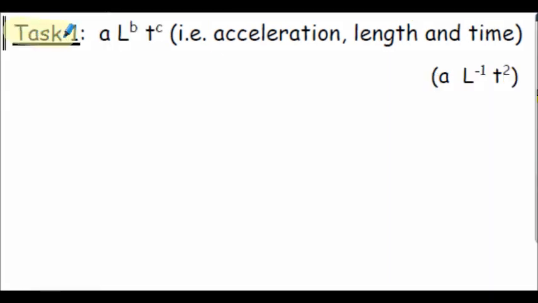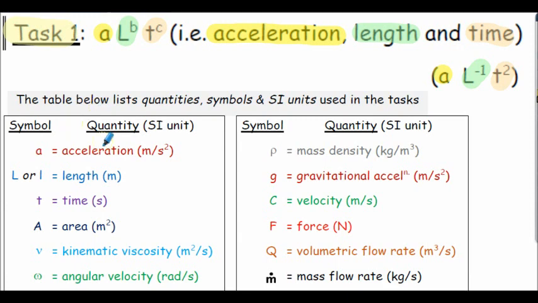So here's task 1. Our non-dimensional expression includes a, that's acceleration, l to the power of b, that's length to the power of b, and t to the power of c, that will be time raised to the power of c. The answer is given in the bracket here, a, l to the power of -1 and t to the power of 2. From our previously given table, here's the unit of acceleration, with length L and time T to the power of -2.